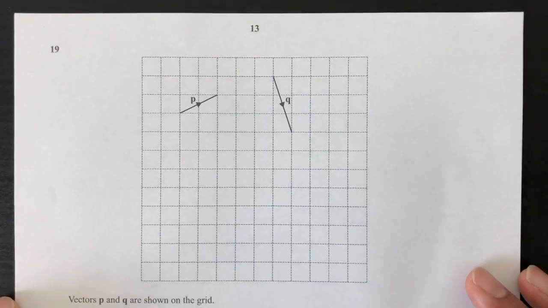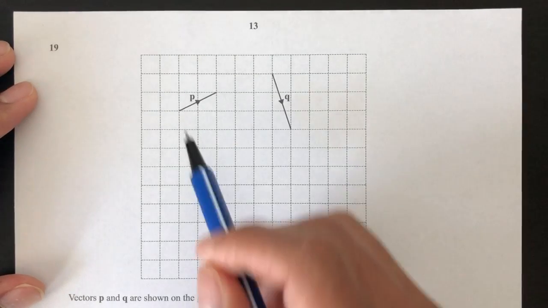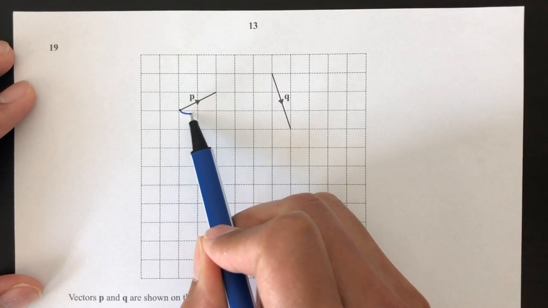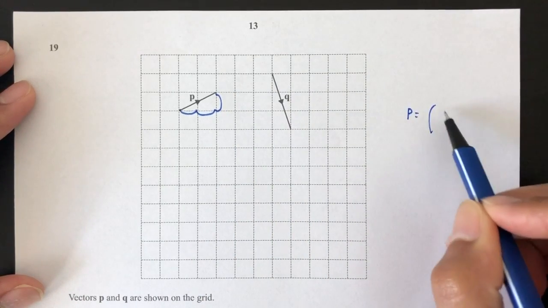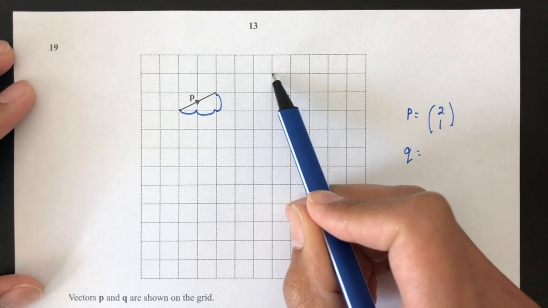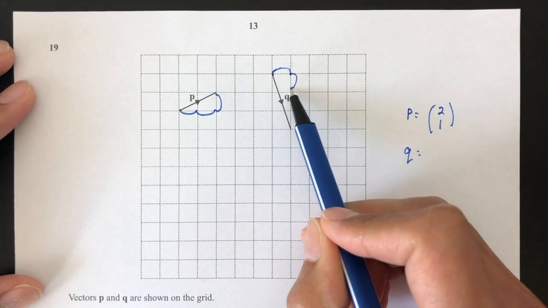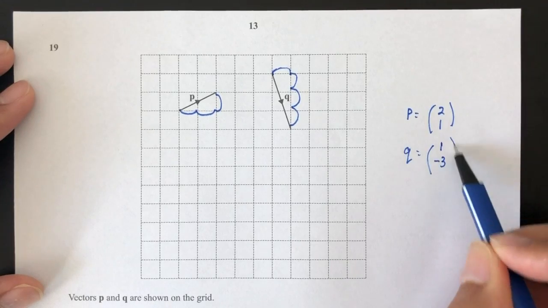Now let's move on to question 19. So here we have two vectors p and q, as you can see. So p is equal to what? We have 2, 1. And what is q? Q is 1, and then minus 3.